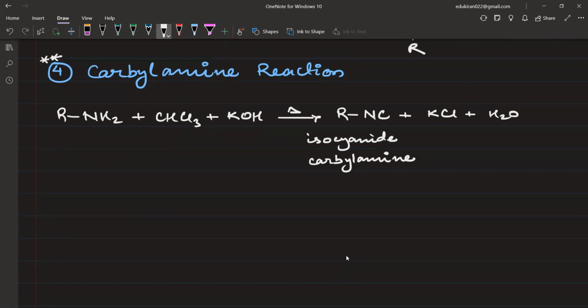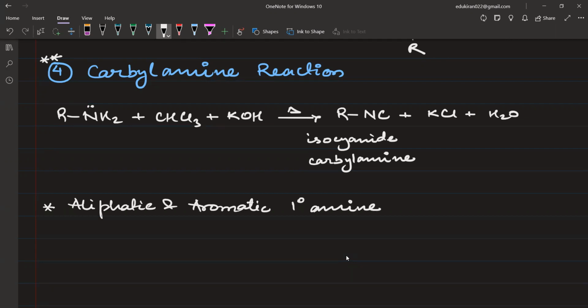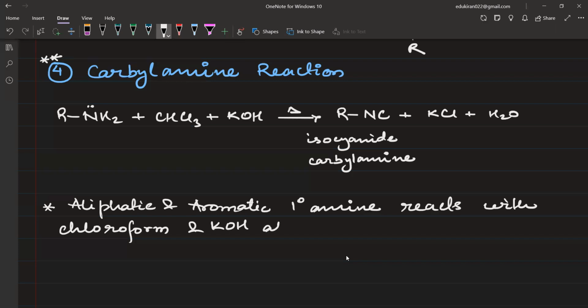If you have a primary amine, whether aromatic or aliphatic, both of them are going to give this carbylamine test. Please write: aliphatic and aromatic 1-degree amines react with chloroform and KOH at elevated temperature to form isocyanide.